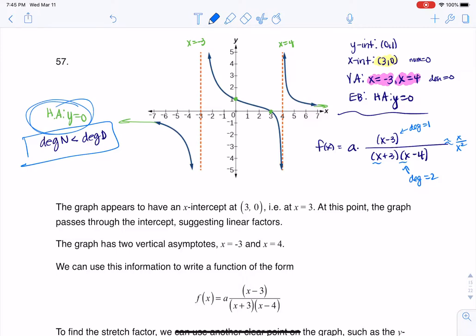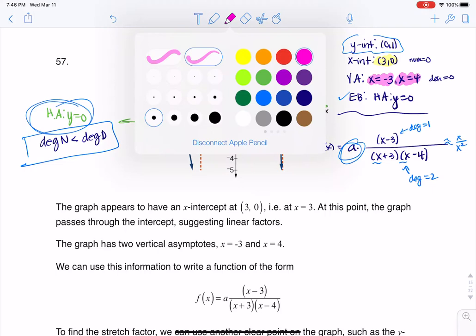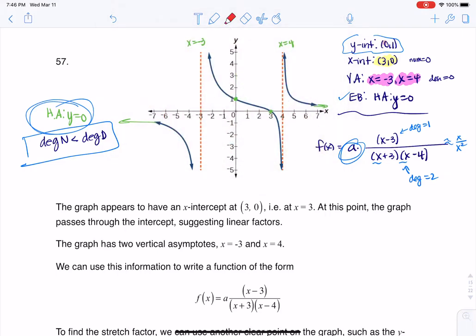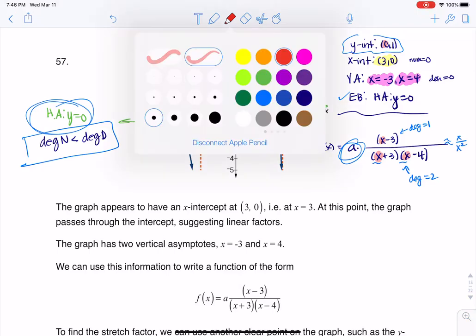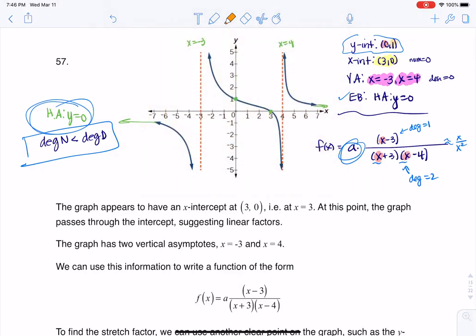So things are falling into place, but I still haven't used the y-intercept being (0, 1). The fact that the y-intercept is (0, 1) is what's going to help you solve for a. So what I'm about to do is plug 0 in for x, and then plug 1 in for y. That will allow me to solve for my a value. All right, so let's try it.